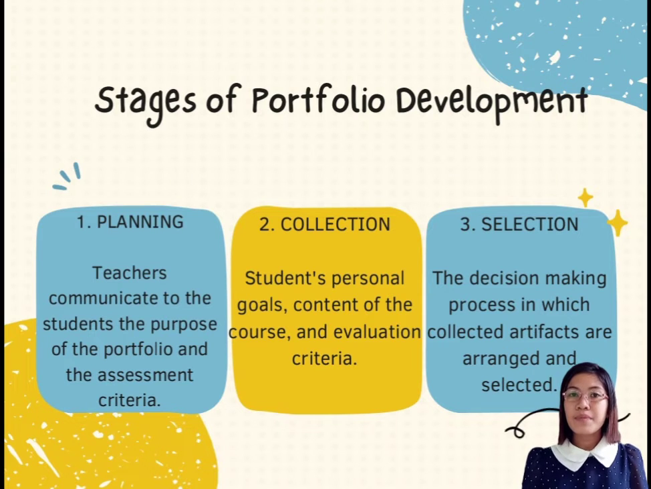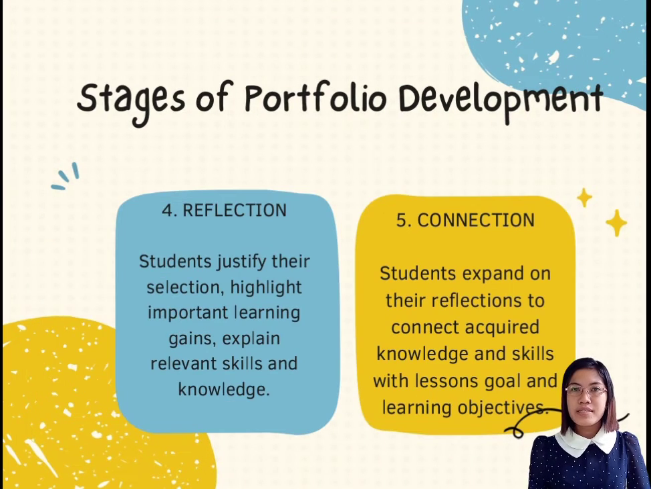Third is the selection. So the selection stage is the decision-making process in which collected artifacts are arranged and selected for addition in the portfolio. So the purpose of the assessment and the kind of portfolio being developed guide selection decisions, while students are typically responsible for selecting their own work. Fourth is the reflection. So this is considered as the most important step in portfolio development. During the reflection process, students justify their selection, highlight important learning gains, explain relevant skills and knowledge, and identify areas for improvement.